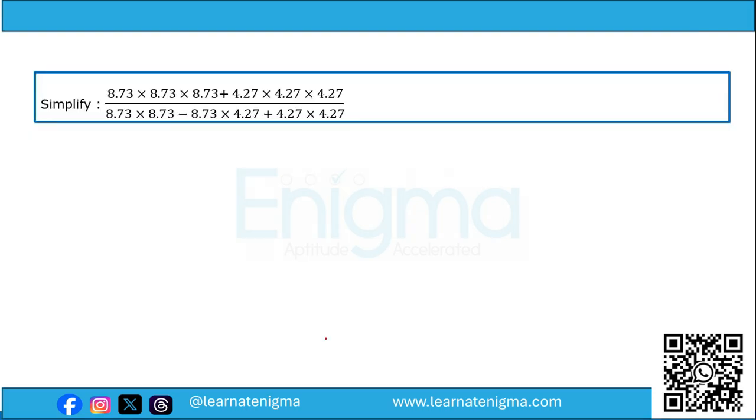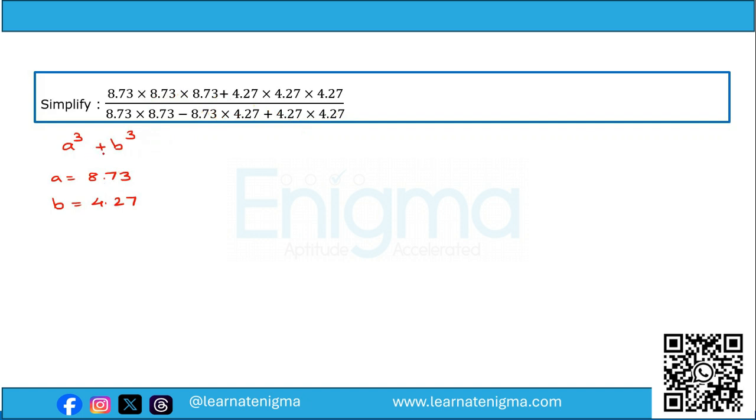Simplify: 8.73 × 8.73 × 8.73 plus 4.27 × 4.27 × 4.27, upon 8.73 × 8.73 minus 8.73 × 4.27 plus 4.27 × 4.27. Now, if you see carefully, we can represent the numerator as a cube plus b cube, where a is 8.73 and b is 4.27.